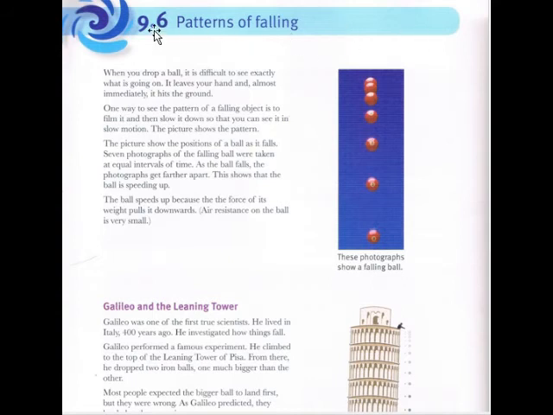Subchapter 9.1, Pattern of falling. When you drop a ball, like this picture, students, it is difficult to see exactly what is going on. The ball leaves your hand and almost immediately it hits the ground. One way to see the pattern of the falling object is to film it and then slow it down so that you can see it in slow motion. Look at the picture, students. This picture is the pattern of a falling ball like this.